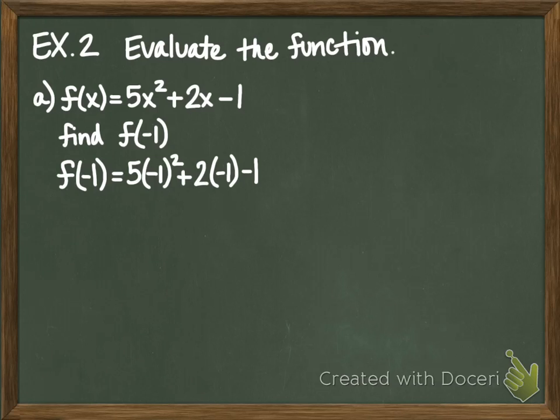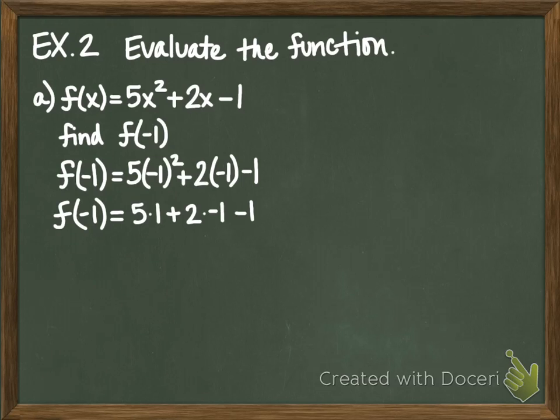Then we're just going to go through and simplify. And remember to use order of operations. What's being squared in this equation is just the -1, not 5 times -1 and then squared. So when I square the -1, that's going to become a +1. So 5 times 1 plus 2 times -1 minus 1.